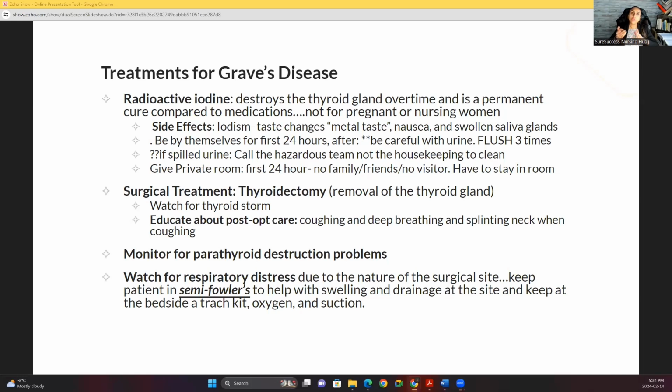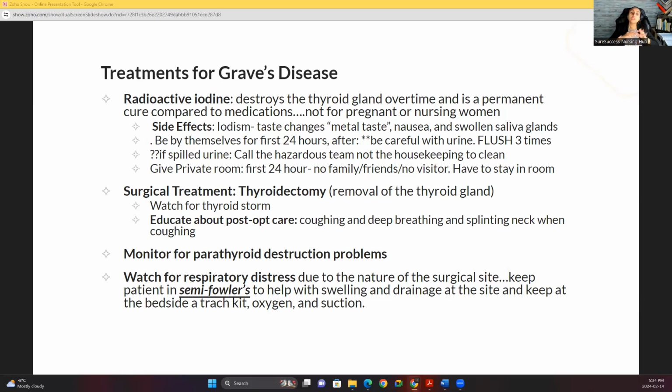When you're changing this patient and by mistake you drop urine onto the floor, who will take care of that urine? Because urine has radioactivity. Do you think it is you who will touch that urine? No. Housekeeping, they are also human beings. They are not even touching it. Who is going to touch that one?